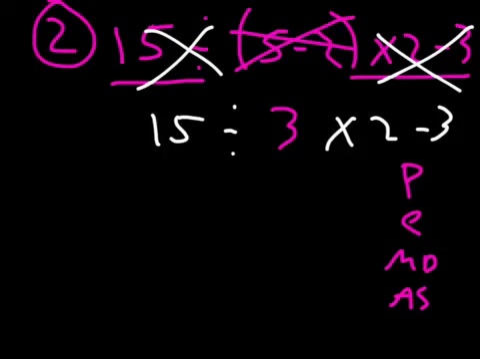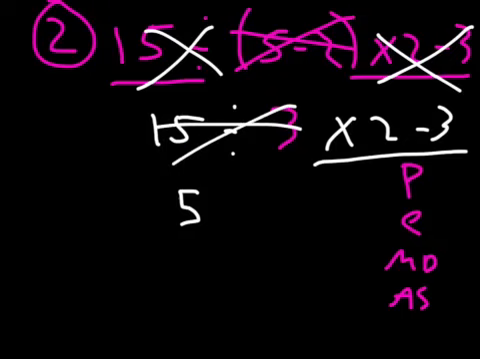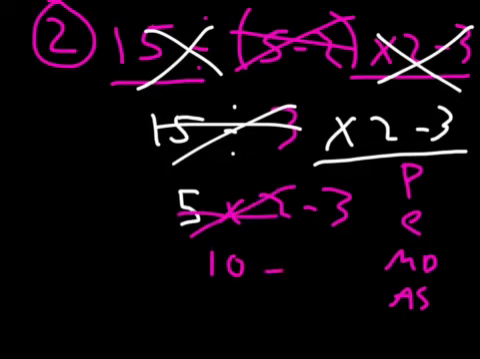So 15 divided by 3. Let's see, 3 can go in 15 5 times. So I did that, and now I'm left with just this times 2 minus 3. Okay. And now again, I just want to run through my steps. So no parentheses, no exponents, multiplication, division. I still have some multiplication, so I got to do that next. 5 times 2 is 10. And bring everything else down, minus 3. And then 10 minus 3 is 7.